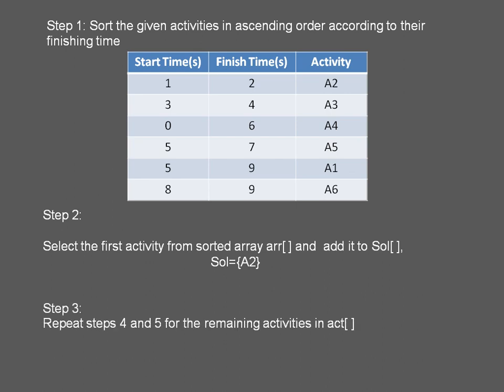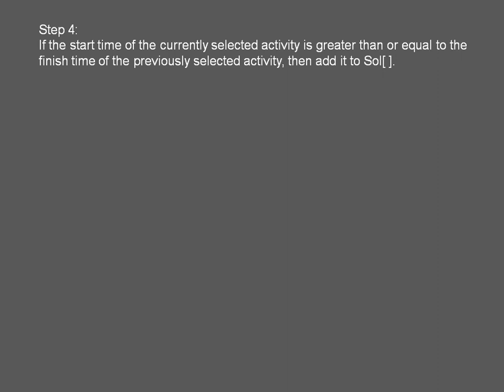Now our third step is to repeat steps 4 and 5 for the remaining activities. Our fourth step is, if the start time of the currently selected activity is greater than or equal to the finish time of the previously selected activity, then add it to the solution. And the fifth step is to select the next activity from the activity array.